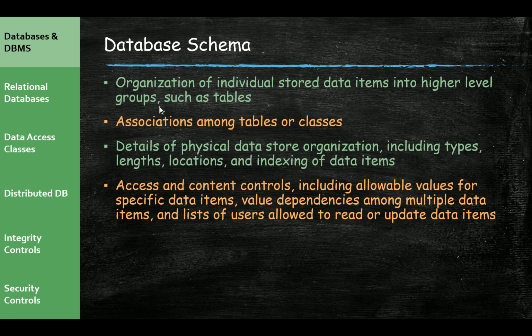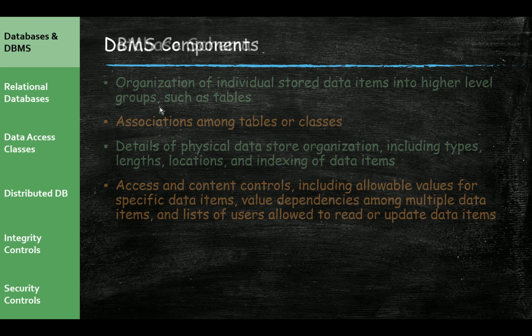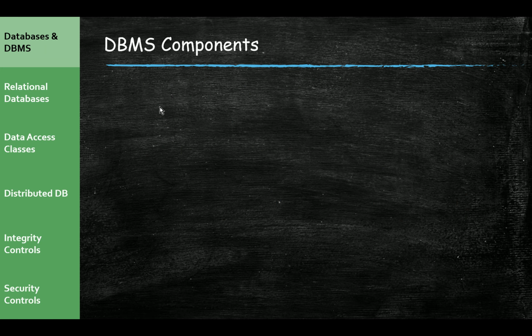A database schema can also talk about access and content controls, including allowable values for specific data items, value dependencies among multiple data items, and lists of users allowed to read or update data items. And if you work with any database management system, you will see all of these components that can be defined for your database schema. So you'll have to set up your tables, you'll have to configure the columns, what types of data can go in those columns, and any constraints about data within those columns, which would be your allowable values for specific data items. So, some database management system components.